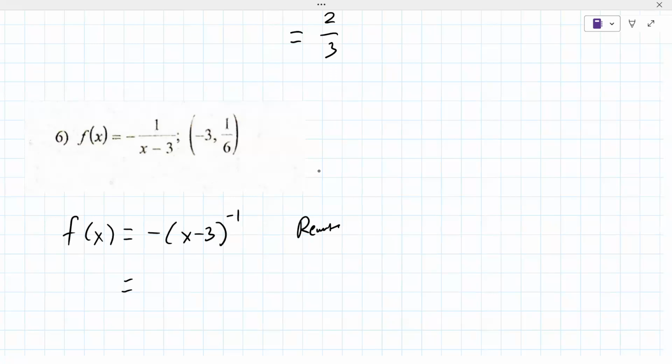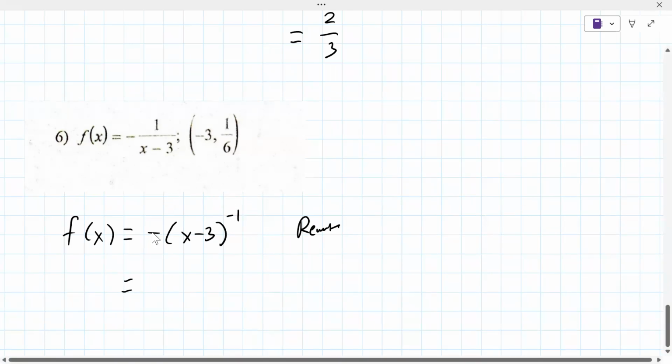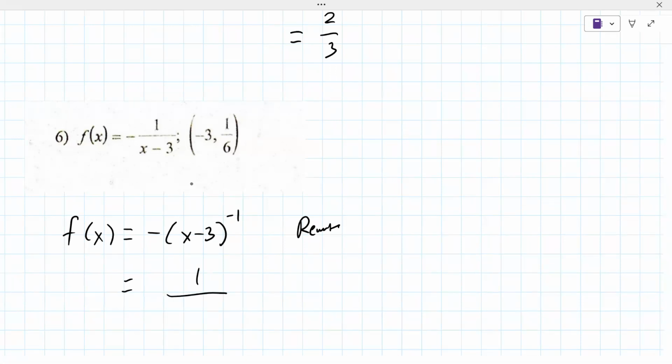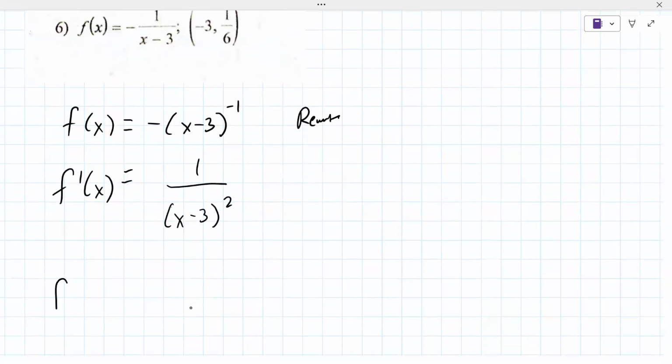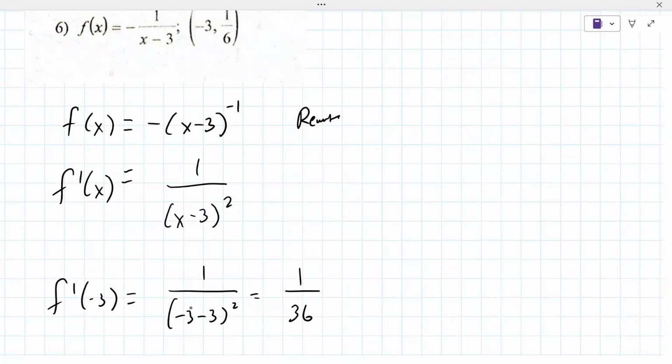Can you tell me the derivative of this? Yeah. This exponent comes out in front. Sorry, it would be 1/(x minus 3) squared. Very good. I like the way you rewrote that. That is correct for the derivative. Now you put that -3 in for x, f prime of -3, 1 over -3 minus 3 squared is 1/36.